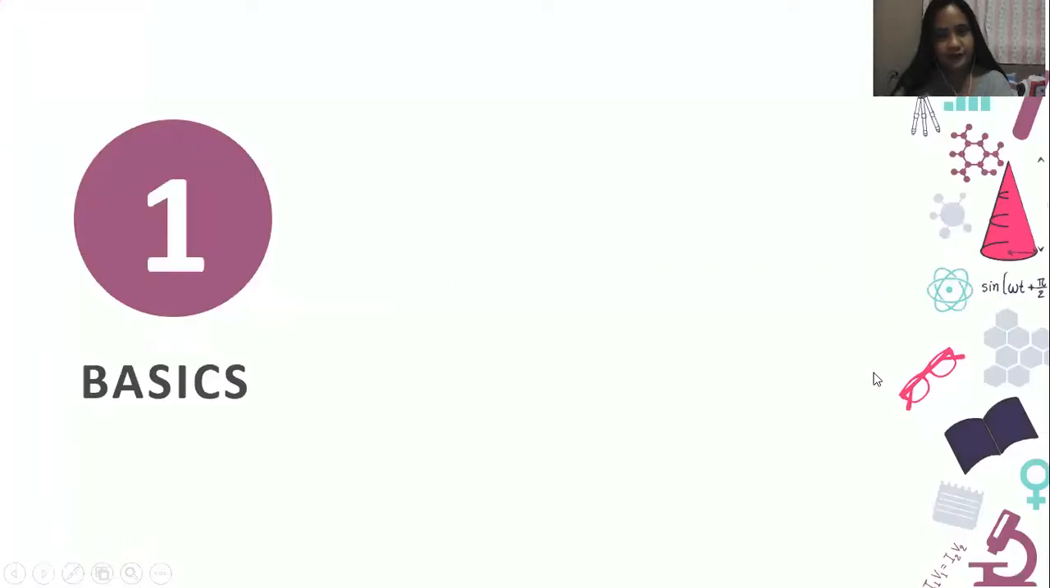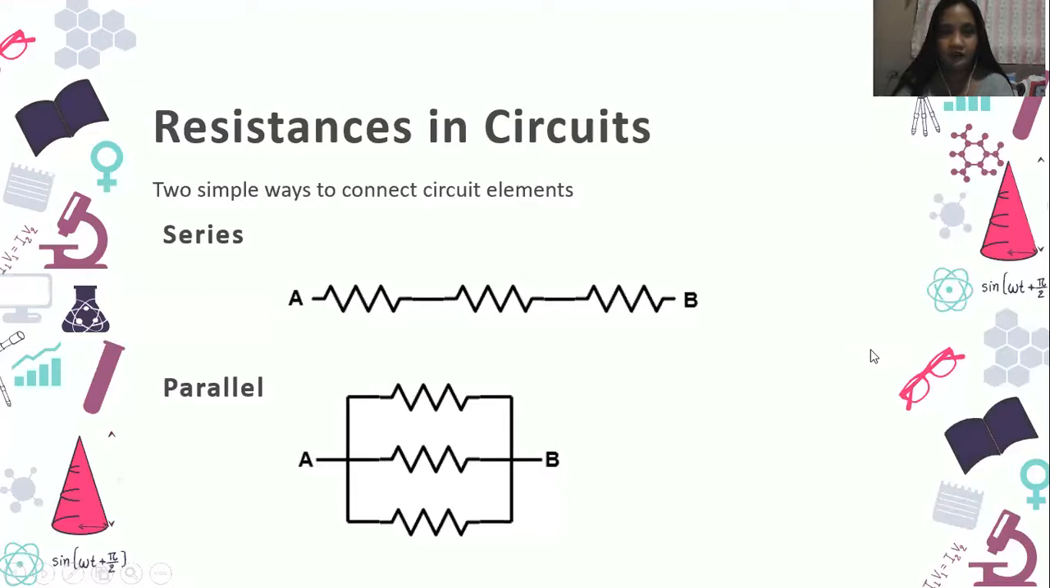So let's first get to the basics. When we say there are two ways in connecting circuit elements, the first one is series and the second one is parallel. When we say series connected elements, you can see it's from end to end, so it forms a straight path. This is a very simple example. We can assume that this is R1, this is R2, and this is R3.